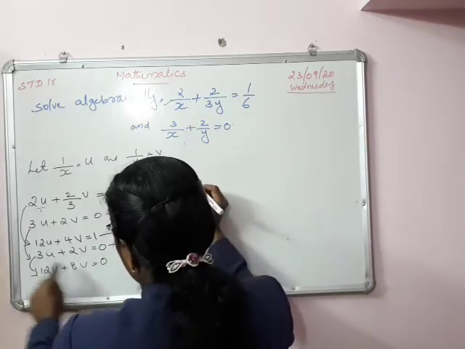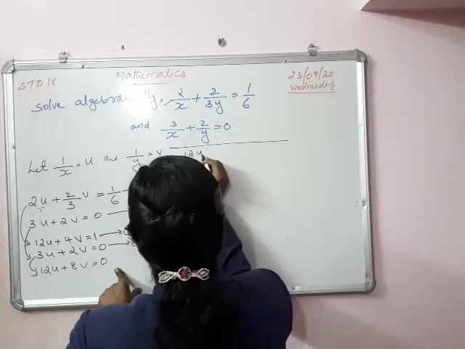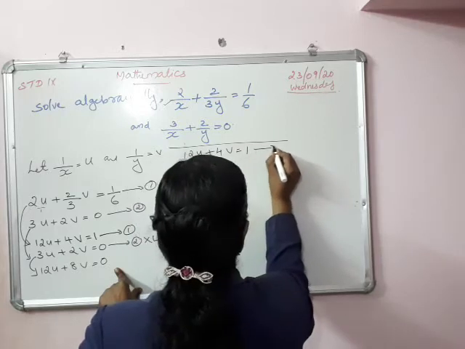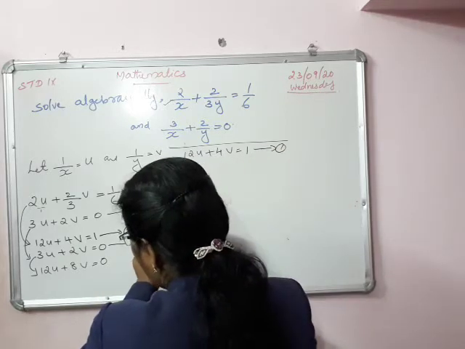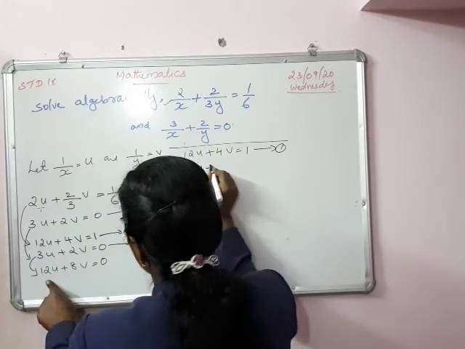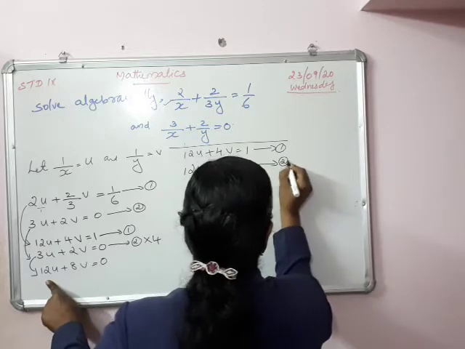Once again I am writing the equations together. 12u plus 4v is equal to 1, equation number 1. Then equation number 2 becomes 12u plus 8v is equal to 0. That is now equation number 2.